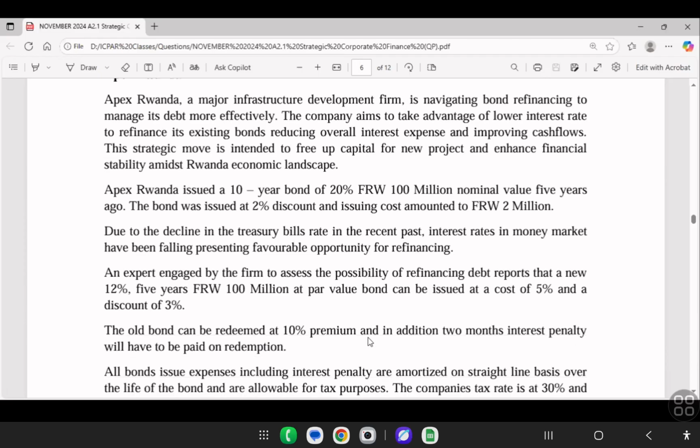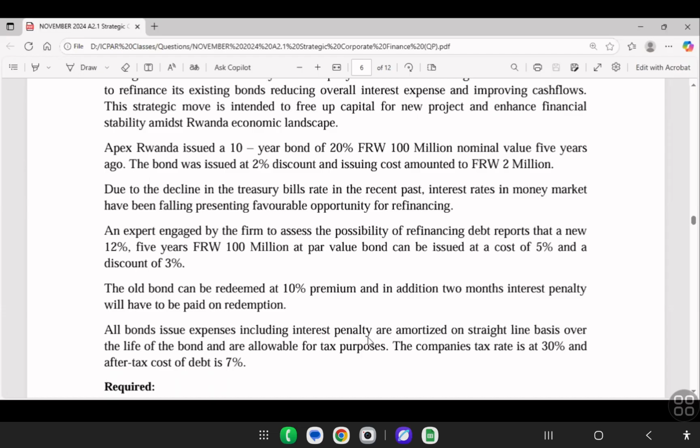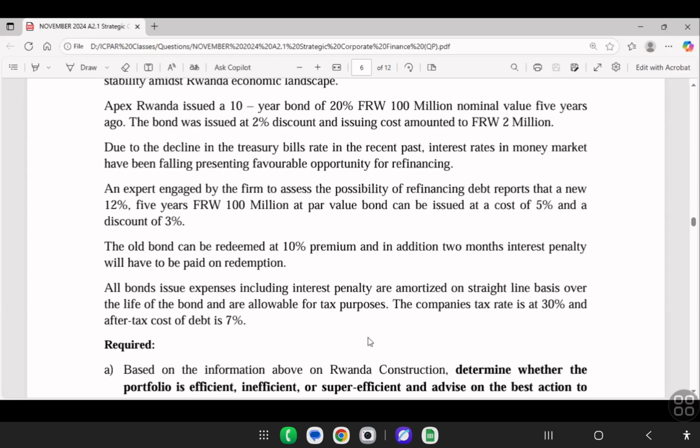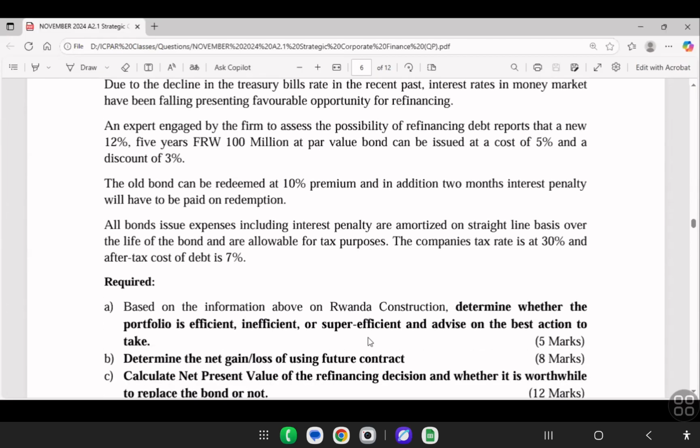An expert engaged by the firm to assess the possibility of refinancing debt reported that a new 12% 5-year Rwandan francs 100 million at par value bond can be issued at the cost of 5% and the discount of 3%. The old bond can be redeemed at 10% premium, and in addition, 2 months interest penalty will have to be paid on redemption. All bond issue expenses, including interest penalty, are amortized on a straight line basis over the life of the bond and are allowed for tax purposes. The company's tax rate is 30% and after tax cost of debt is 7%.